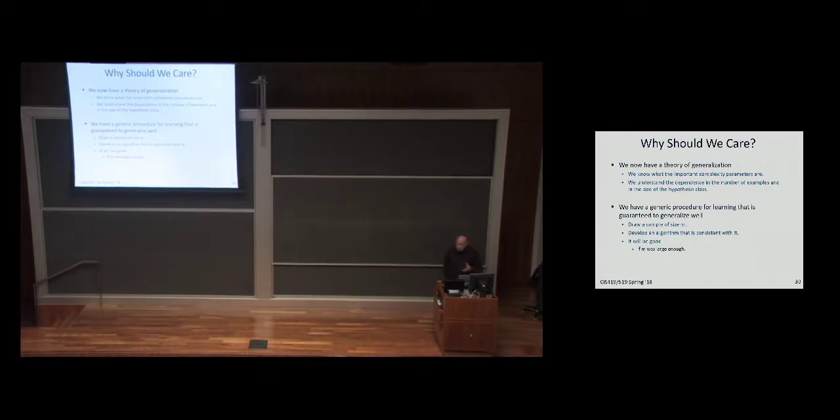So that's the key thing. Second bullet, we also have a generic procedure for learning that is guaranteed to generalize well. What is the generic procedure? Take a sample of m examples, develop an algorithm that is consistent with it, and everything is going to be good. Of course, provided that m is large enough according to what we said. So that's a generic learning algorithm, and you know the future is going to be good if you do it. Of course, you still care about this word consistent.